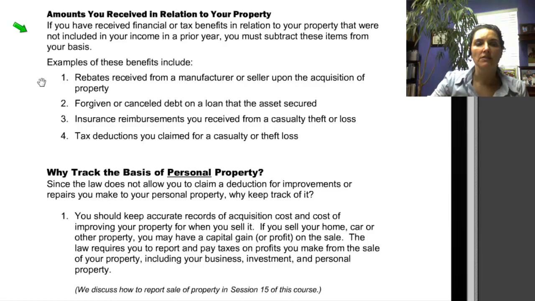Examples of these benefits include rebates received from a manufacturer or seller upon the acquisition of property, forgiven or canceled debt on a loan on which the asset is secured, insurance reimbursements you receive from a casualty, theft, or loss, and tax deductions you claimed for a casualty, theft, or loss.